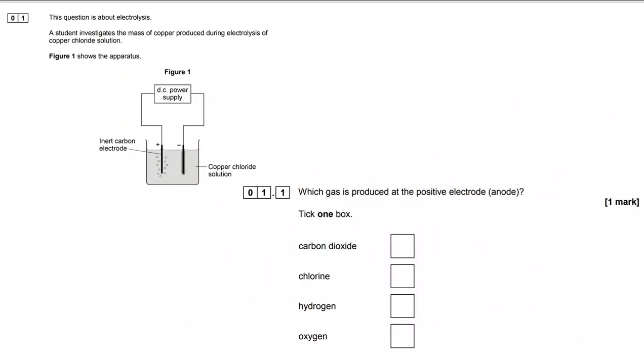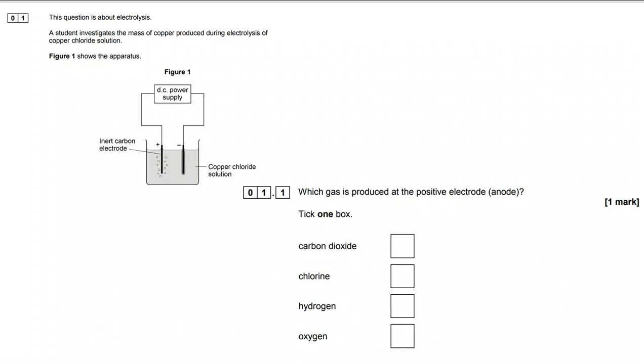So we have got here a question about electrolysis. A student investigates the mass of copper produced during the electrolysis of copper chloride solution. We have the apparatus set up. We can see we have an inert carbon electrode and we've got a copper chloride solution. Which gas is produced at the positive electrode?